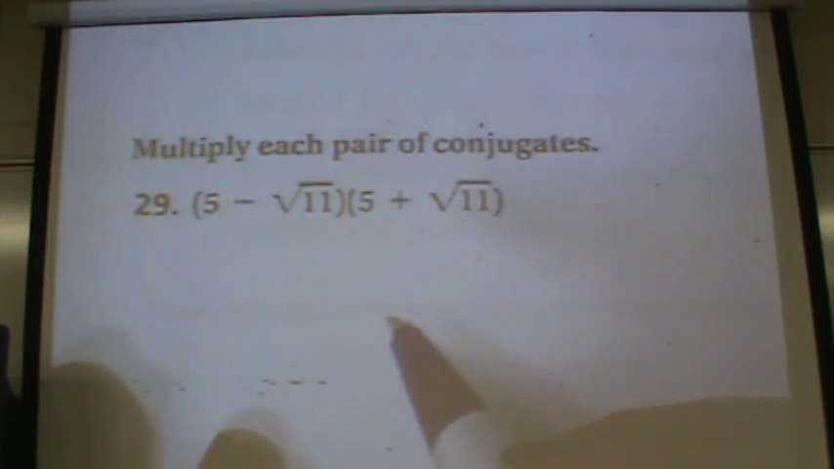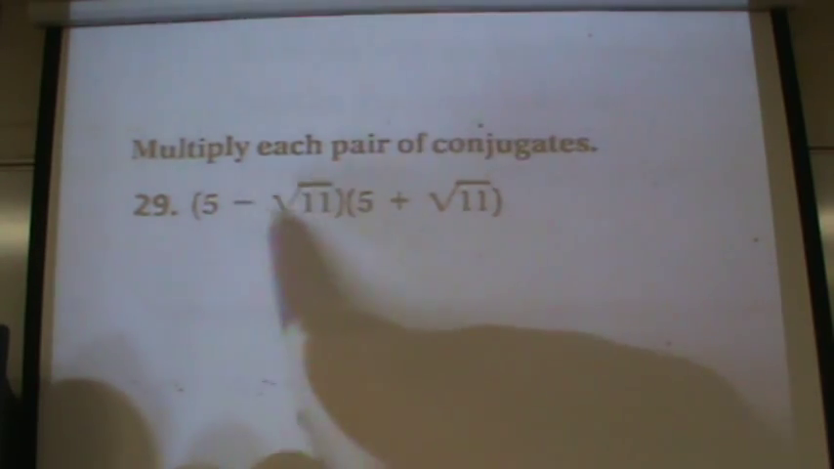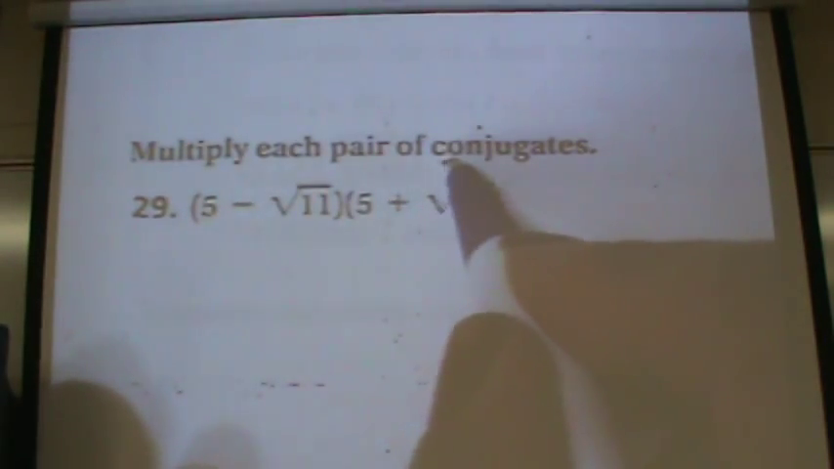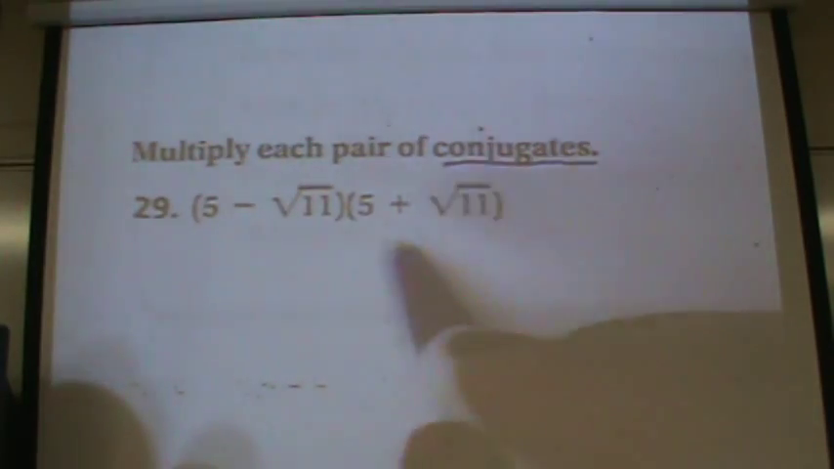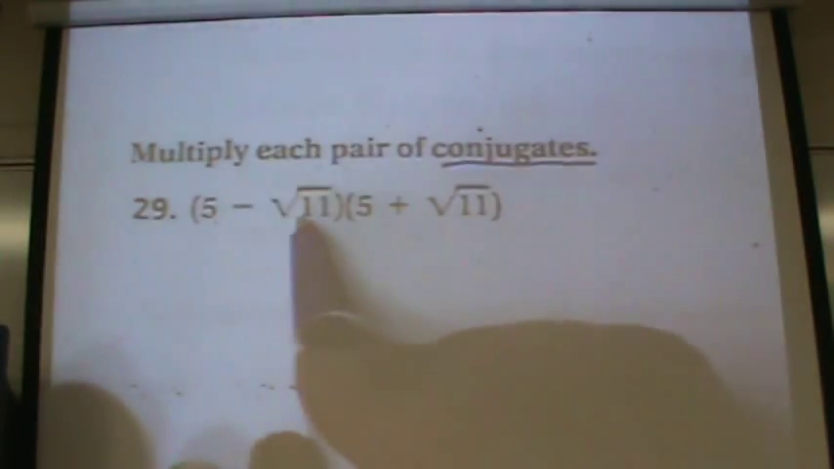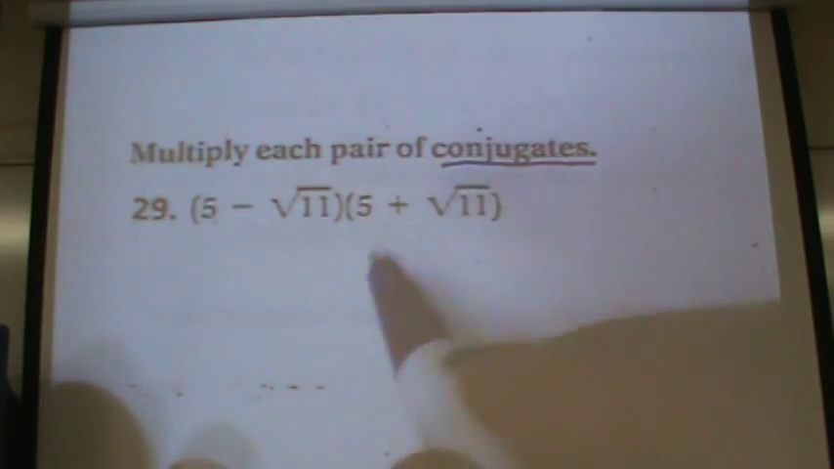Okay, here's your homework, Algebra 2, second day of 6.3. Your partner test is tomorrow. What are these binomials called? Conjugates. Conjugates are when you have the same numbers but opposite signs.